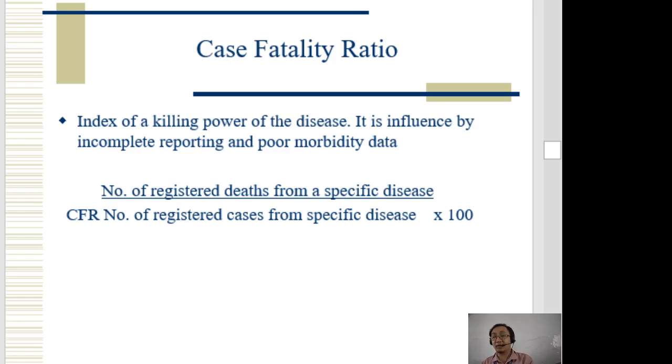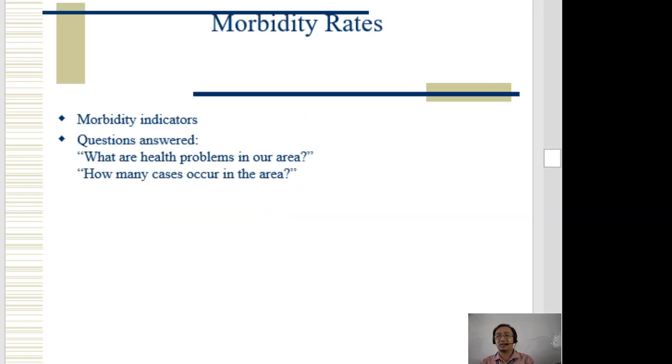Compared to the community, although all cases, as we all know, come from the community. So we're talking about the risk of dying among those afflicted by a particular disease. Okay, so we have discussed population rates or fertility rates, then we proceeded to mortality rates, and now we are going to discuss the diseases, or your morbidity rates.